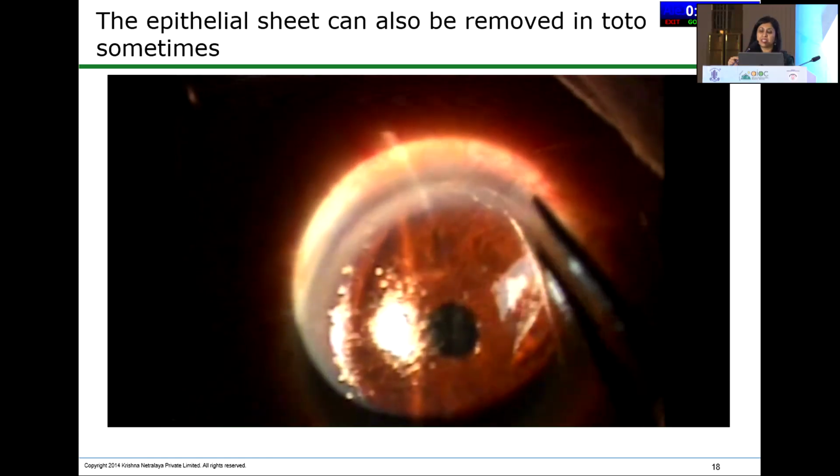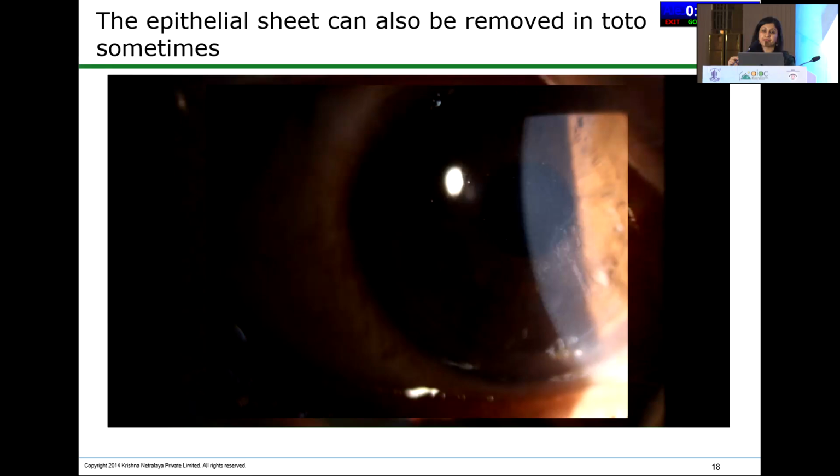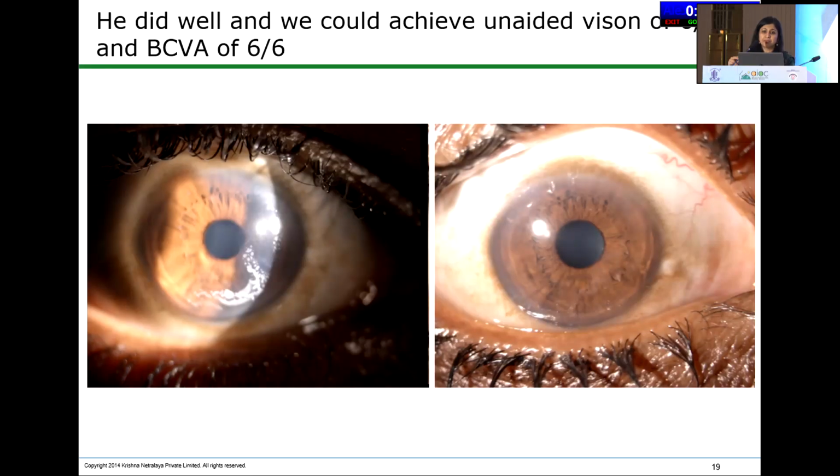And many a times, as you can see here, the entire epithelial sheet can actually be removed in toto. And the patient did well. Patient achieved a best corrected vision of 6/6.